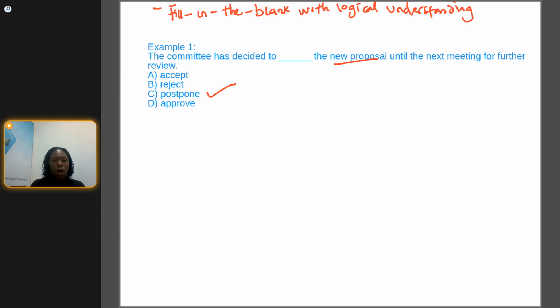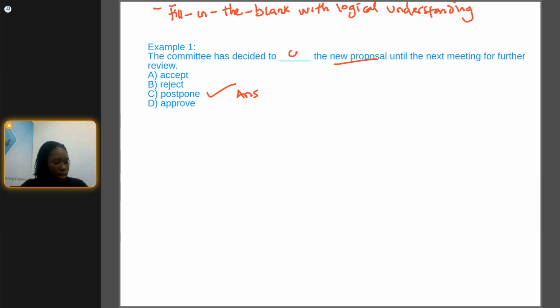When you postpone something, it means you move it forward. You delay it or you put it off until later so you can attend to it later. But option A and option D mean to agree with it already. Option B means to do away with it, to refuse or to decline it. But when you postpone it, there's a tendency that you are coming back to it. So option C, based on logical reasoning, is our answer, and we have option C as the appropriate word.